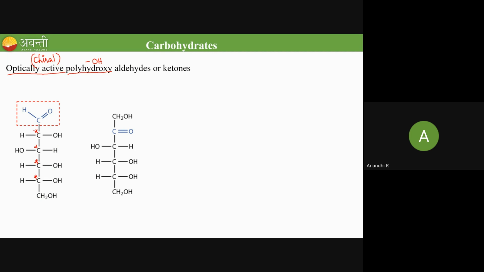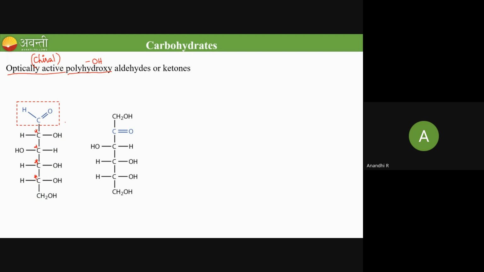If I take this particular carbon, on the left side we have H, on the right side we have OH, at the bottom in the third position the whole big group is there, and the fourth position is occupied by the aldehyde part. So we have chiral centers in the compound, and also 4 OH groups present there. So it is an optically active polyhydroxyaldehyde, which is called glucose. CHO is the aldehyde part, you can see.